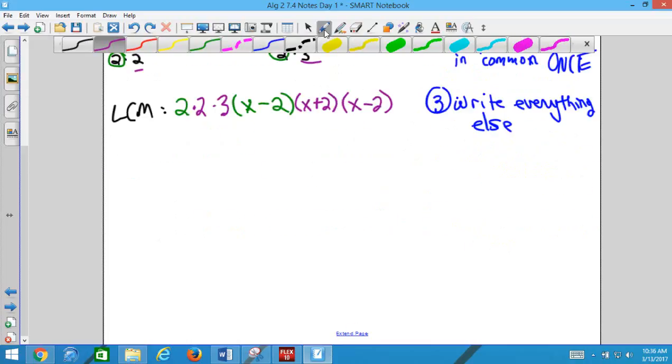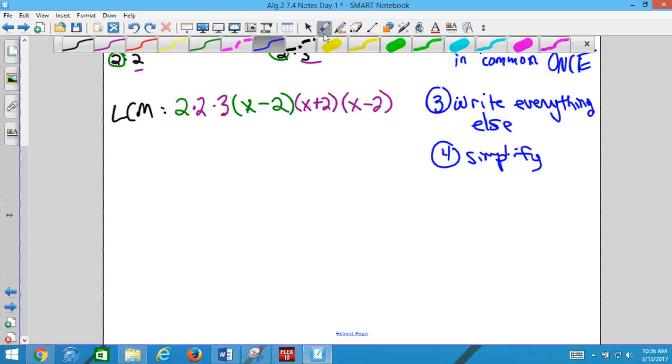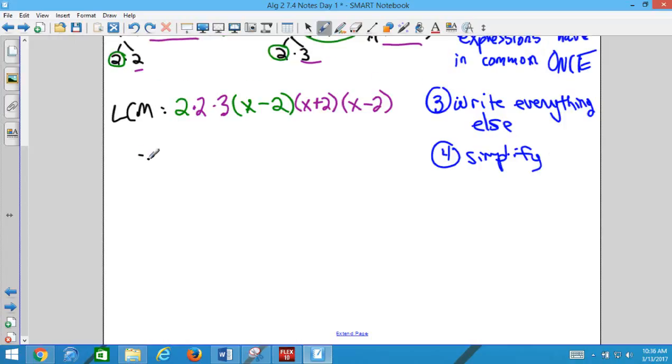I guess I could write a 4th step to simplify. So when I write my LCM, I'm just going to multiply 2 times 2 times 3 and write 12. And then the x minus 2 and the x minus 2, I'll write that squared. And then the x plus 2, I'll just write. You do not need to FOIL all that back together. That would be way extra work that we don't need to do. No. That's a total waste of time. For what we're going to use this for, we're not going to want to multiply back together.